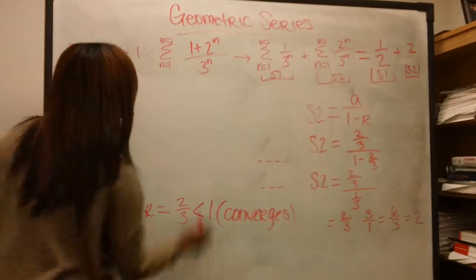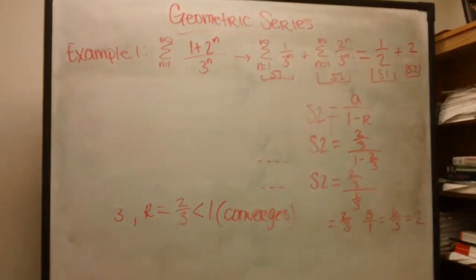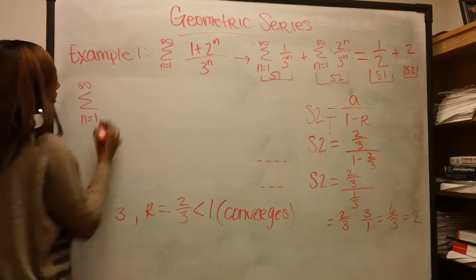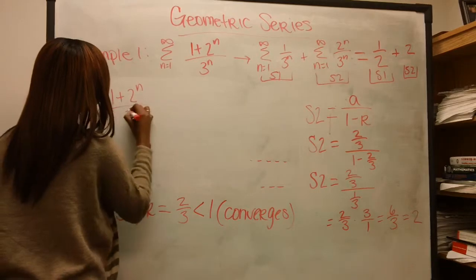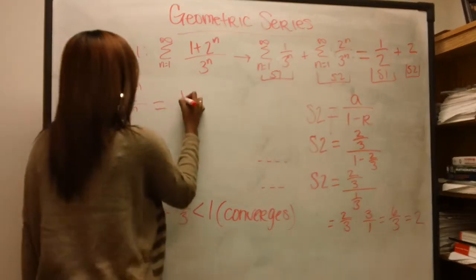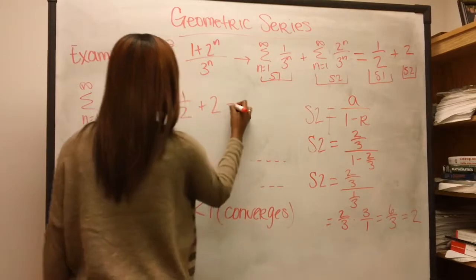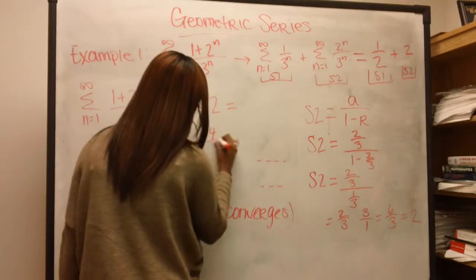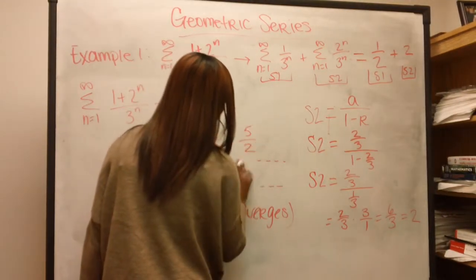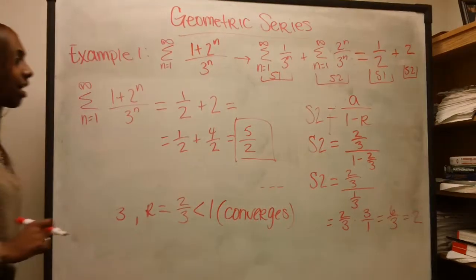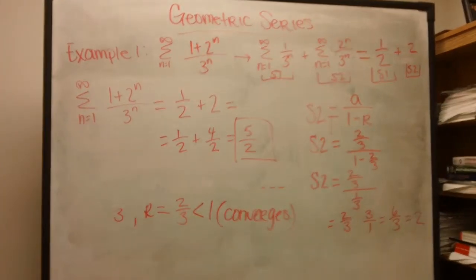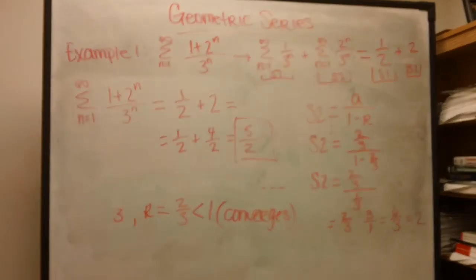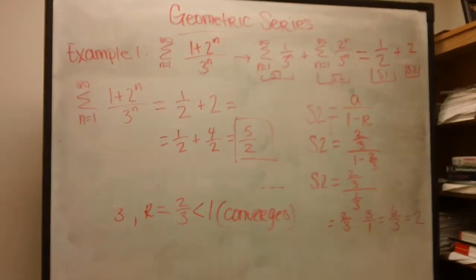And by breaking it up into two different series, finding the sum of those two different series, we end up with the sum from n equal to 1 to infinity of (1 plus 2 to the nth power) over 3 to the nth power is equal to 1/2 plus 2, which is equal to, just going to write it all out, 1/2 plus 4/2, which is equal to 5/2. Which 5/2 is the sum of your original series, which is the summation from n equals 1 to infinity of (1 plus 2 to the nth power) over 3 to the nth power.